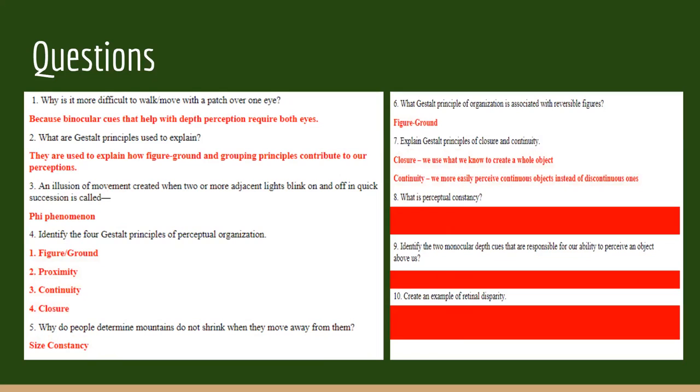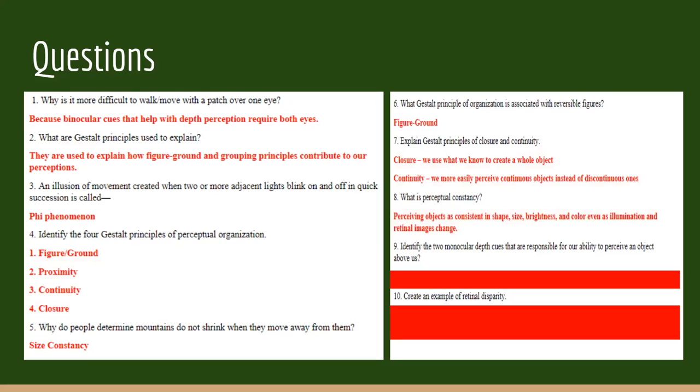What is a perceptual constancy? This is just perceiving objects as consistent in shape, size, brightness, color, and illumination as retinal images change. So our retinal images are somewhat inaccurate to what things are really like. No, the mountains don't get smaller when we move away from them, but our eyes see them as if they do.